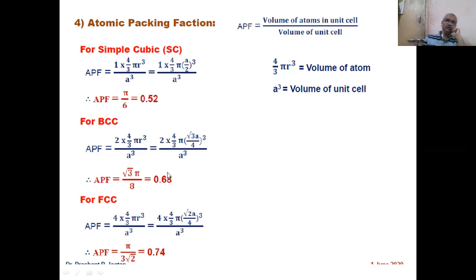So the packing fraction for BCC structure is more than the packing fraction for the simple cubic structure. So it implies that the BCC structure is more closely packed, because it is 0.68. Packing fraction is more. Therefore, BCC structure is more closely packed as compared to the simple cubic structure.